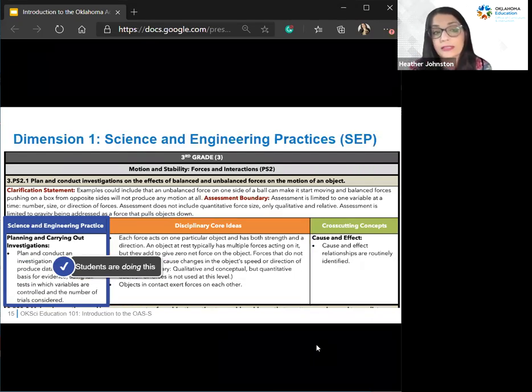The first one we will discuss are the science and engineering practices. Across the top of the screen, you're going to see them labeled as dimension 1, 2, and 3. That is just simply because it's the order in which they were presented on the standard document. Just know that one is not valued more important than the other. We just happened to number them in this way.